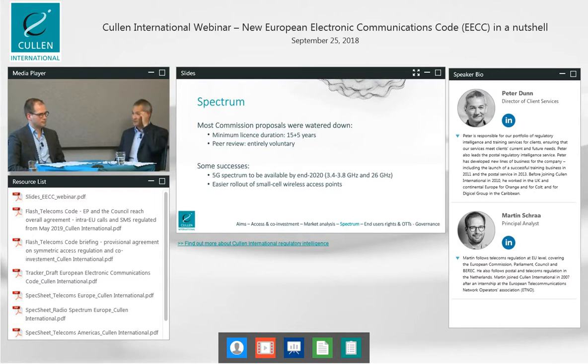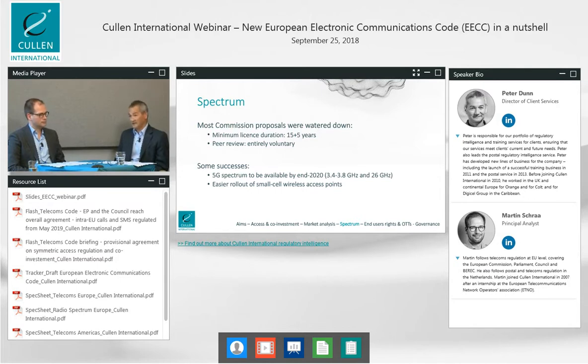And then the third element, which is always there, but it's got a bit lost perhaps, is to make it much easier for operators, and not just operators in fact, to roll out wireless access points, small cell wireless access points, so local area wireless access points. And this will apply some kind of consistent approach at national level. It will remove the need for planning permission.